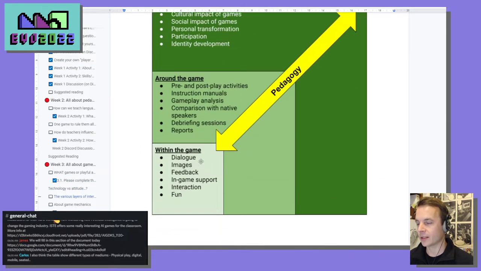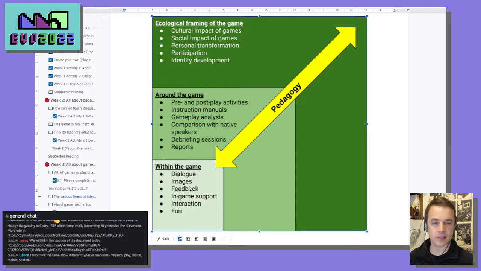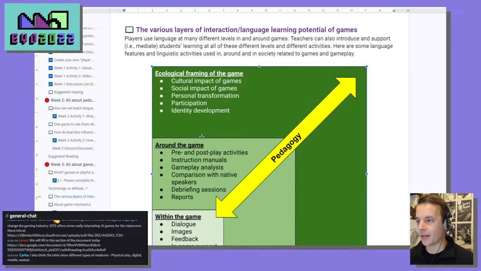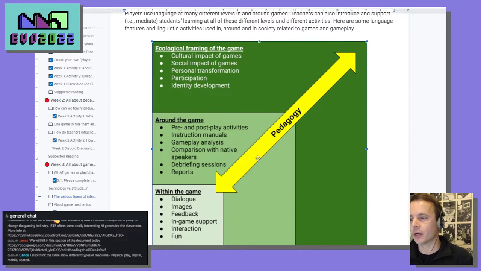Okay, we can look at the language which exists within it, the language that is generated, or the language that emerges around interacting with the core kind of play, ludic activity itself. And then third, not only interacting with that playful activity, but spreading it out into society and the ecological framing of the game.